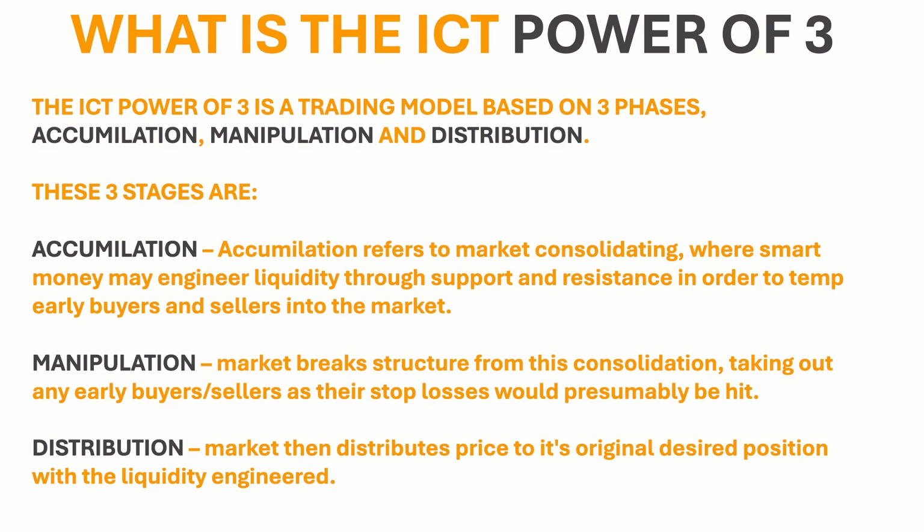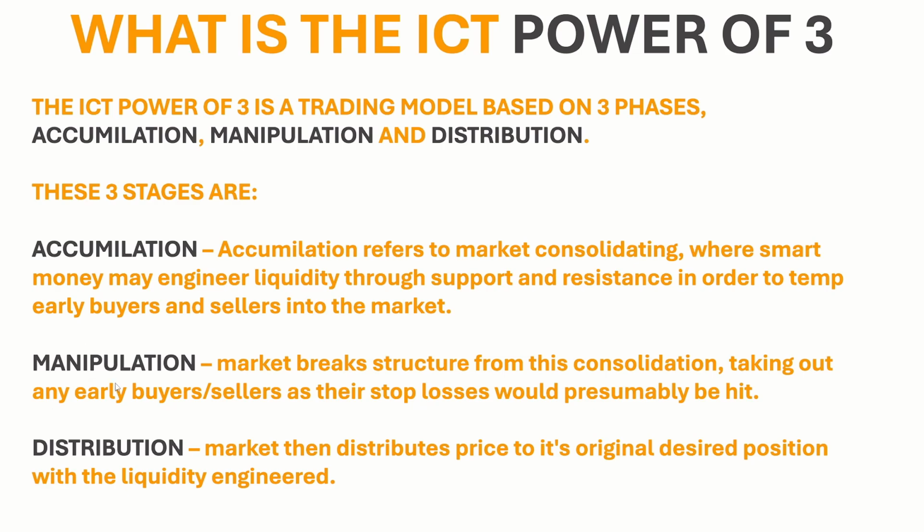Now, what do I mean by this? The accumulation phase is the ranging market. As I said, the market is consolidating, and liquidity is being formed through support and resistance. As we know, retail traders love to trade support, resistance, trend lines, etc. So the market tempts these retail traders into placing their trades through support and resistance before taking them out either to the upside or downside, wherever the market desires to go, and using them as liquidity. As in any financial market, if you want to buy an asset, you have to be able to sell an asset. So large market participants need to be able to gather liquidity in order to place their huge orders.